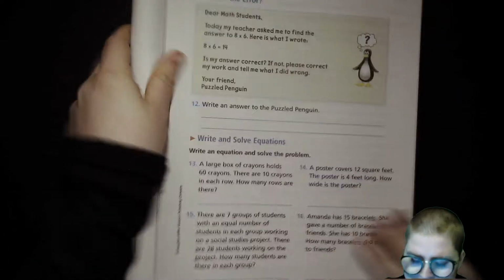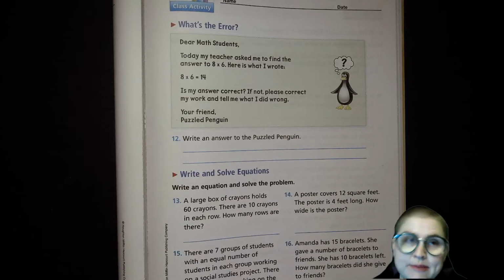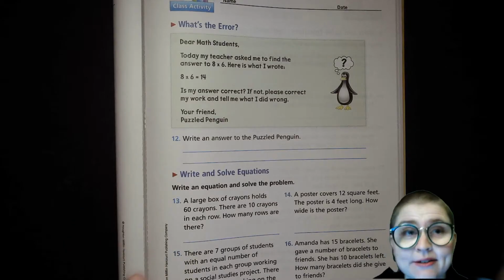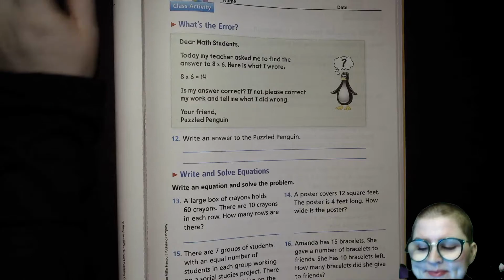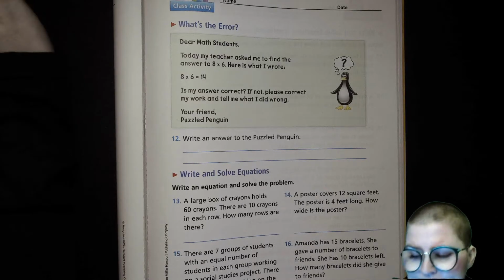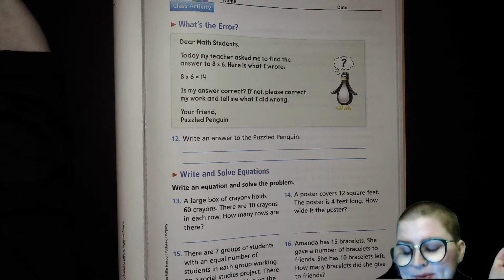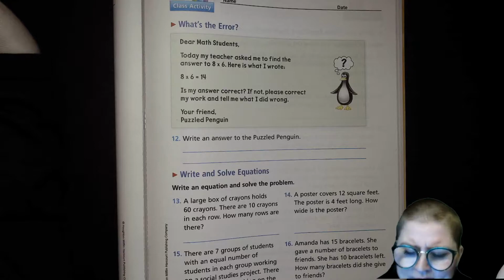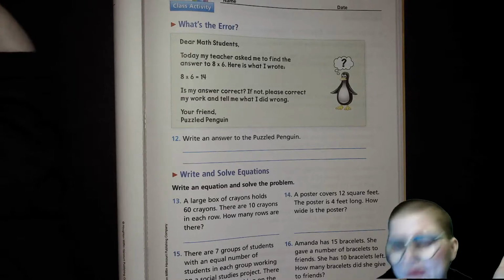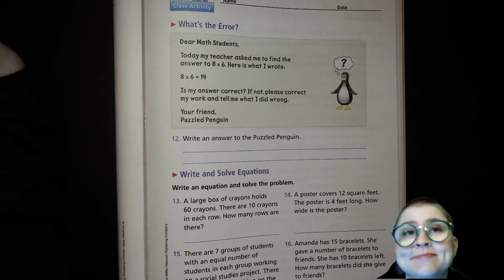Okay. Now we have a puzzle penguin. Remember, with the puzzle penguin, they've always made some mistake that kids often make. That's why we talk about it, right? So let's be gentle. Let's see. Dear math students, my teacher asked me to find the answer to 8 times 6. Here's what I wrote. 8 times 6 equals 14. Is my answer correct? If not, please correct my work and tell me what I did wrong. Your friend, Puzzled Penguin.